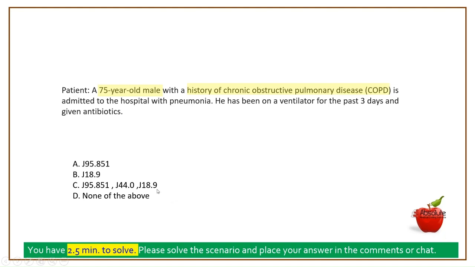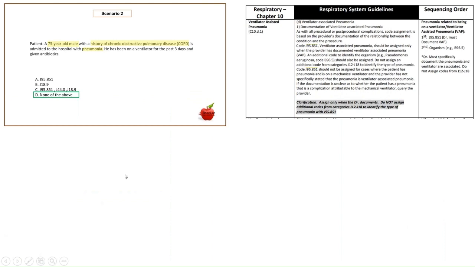And let's highlight the keywords here. Patient is a 75-year-old male with a history of COPD and pneumonia. And the correct answer is going to be option D. Yes, out of all the four options, the correct one is option D, none of the above, because this is a guideline related scenario. If you remember, we went through this in the beginning. I'm sure Mr. Mika went through this in the beginning on the ventilator associated pneumonia. If you read from the MCG guidelines, we can see our MCG manual. You can see the guidelines for the documentation of ventilator associated pneumonia.